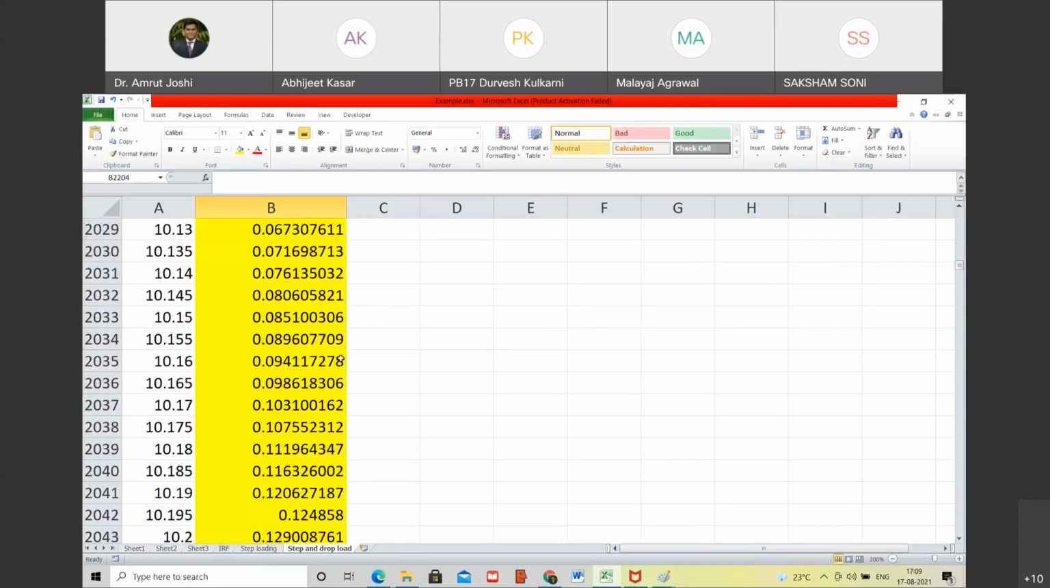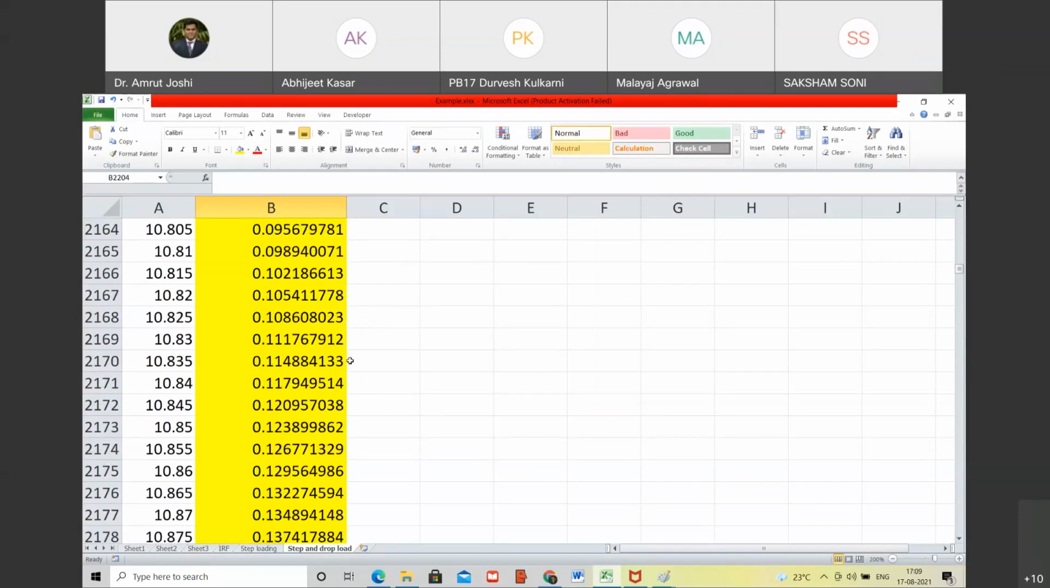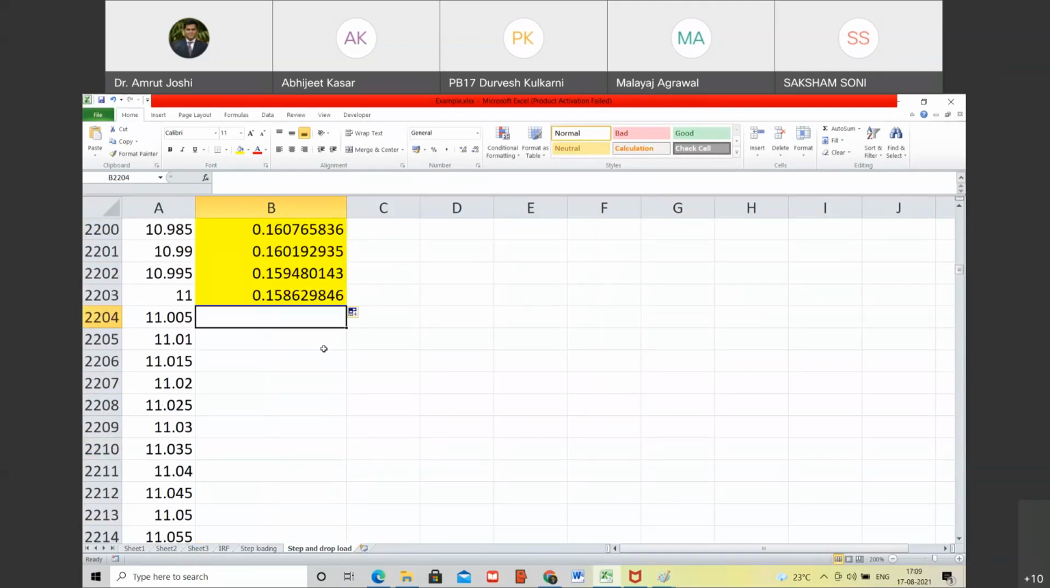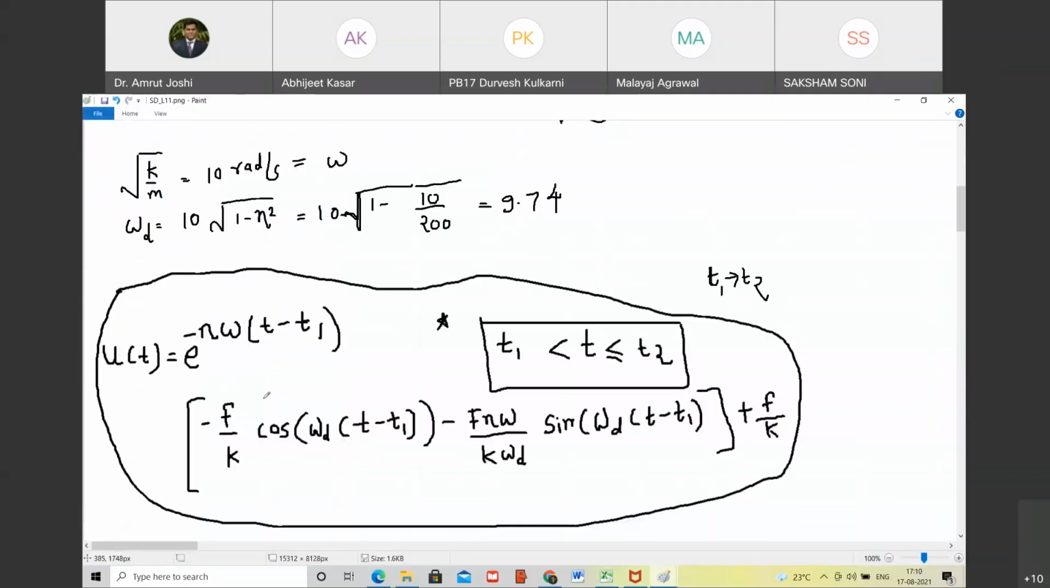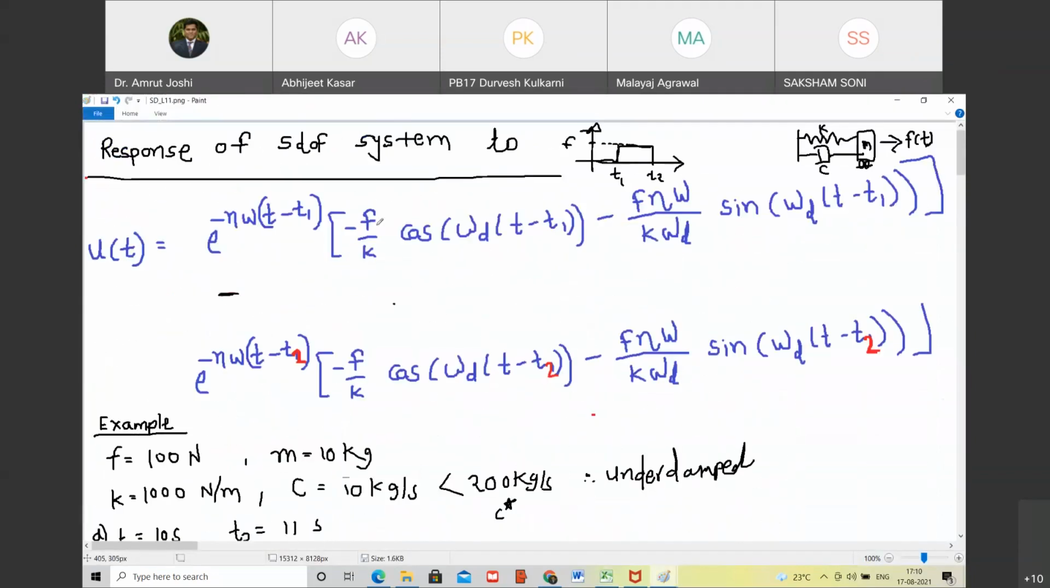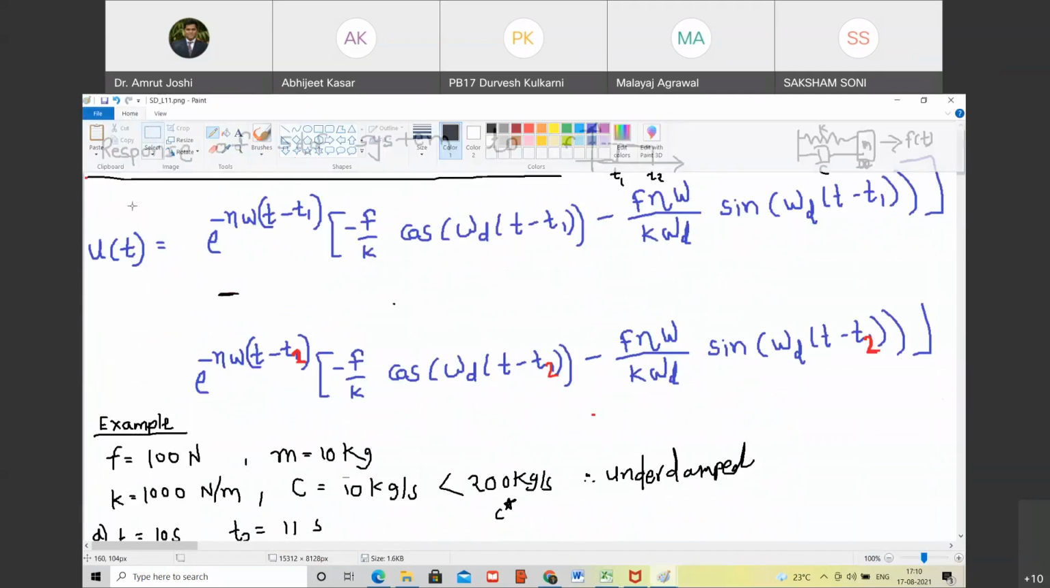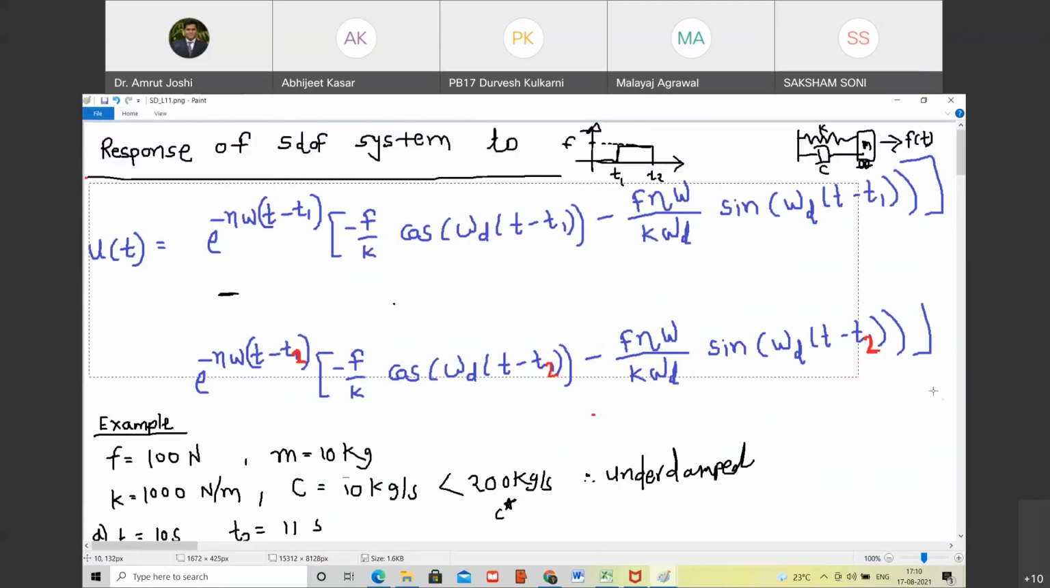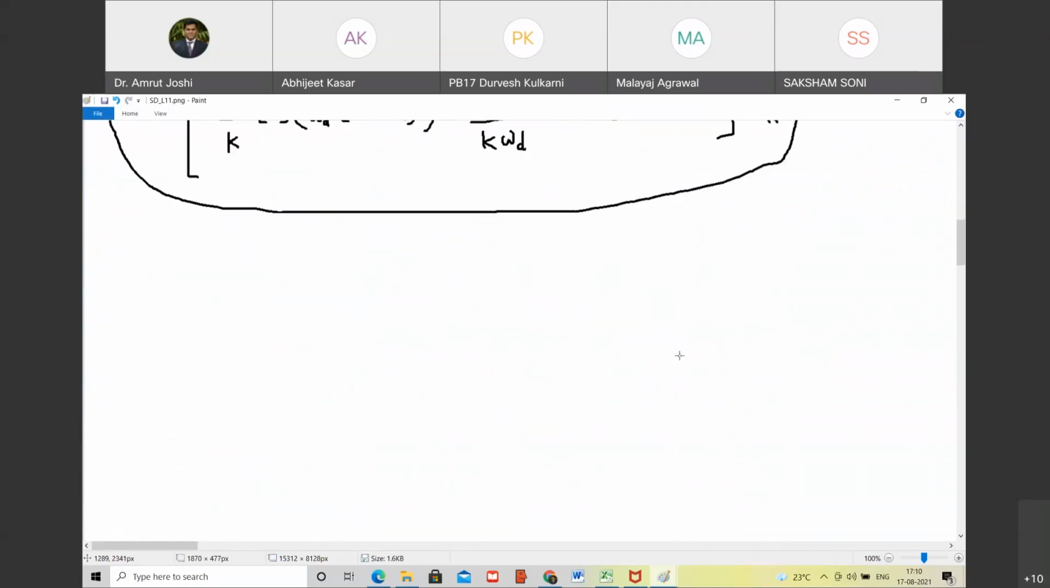Okay. Now let us go ahead and write down the response from T2 onwards. So T2 onwards, the response is quite complicated, but we will have to write it for once. So let us do it. This is the response after T2.